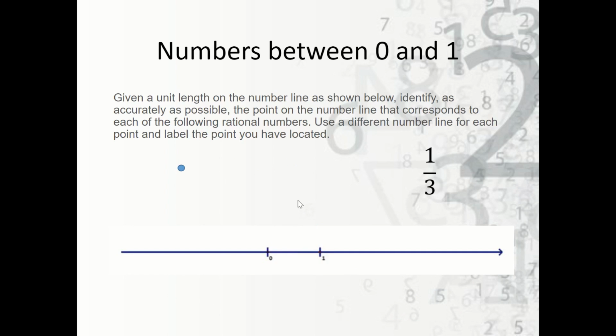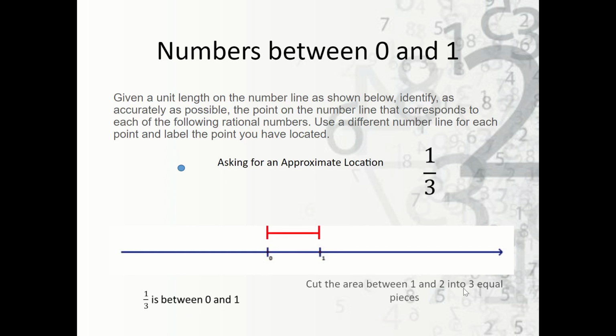Now what about 1/3? Same thing, we're looking for the approximate location. We should note that 1/3 is between 0 and 1. So we're going to start with 0 and 1, and then we're going to break this into 3 equal pieces because the denominator is 3. So there's my 3 equal pieces. Are they exactly equal? Maybe not, but close. And then we're going to drag our point to that location, which is here. This is 1/3. So right there.